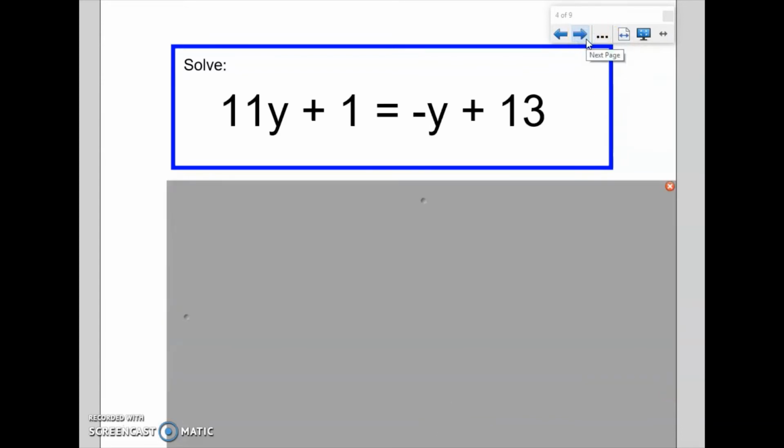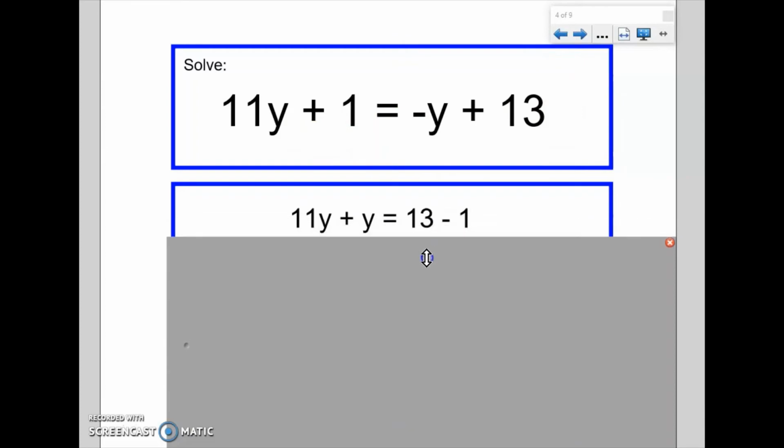Okay, so with this one here, we're beginning with a negative y. I'm going to take this negative y and add it onto this side, so I'm adding a y to each side. At the same time, I'm taking this plus 1, moving it over the equal sign to become a minus 1. So that's the equivalent of subtracting 1 from each side.